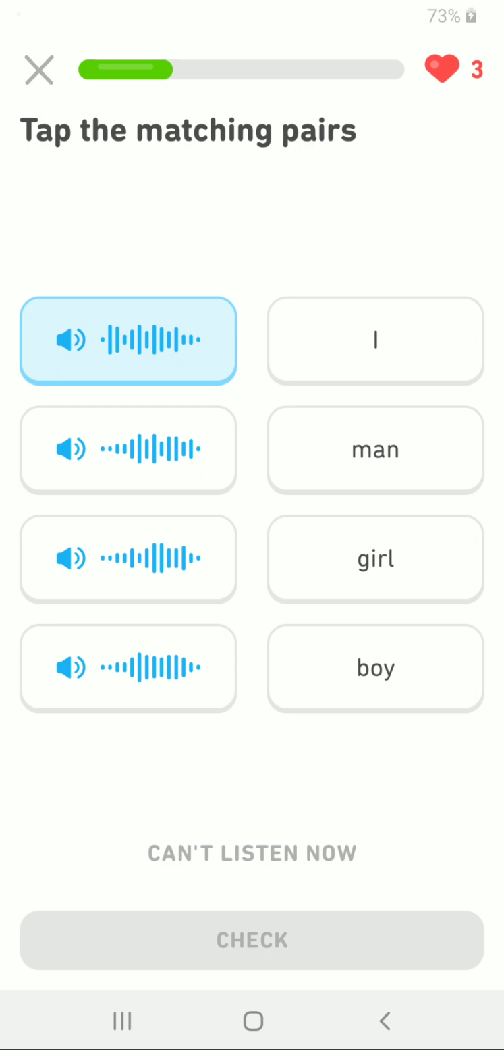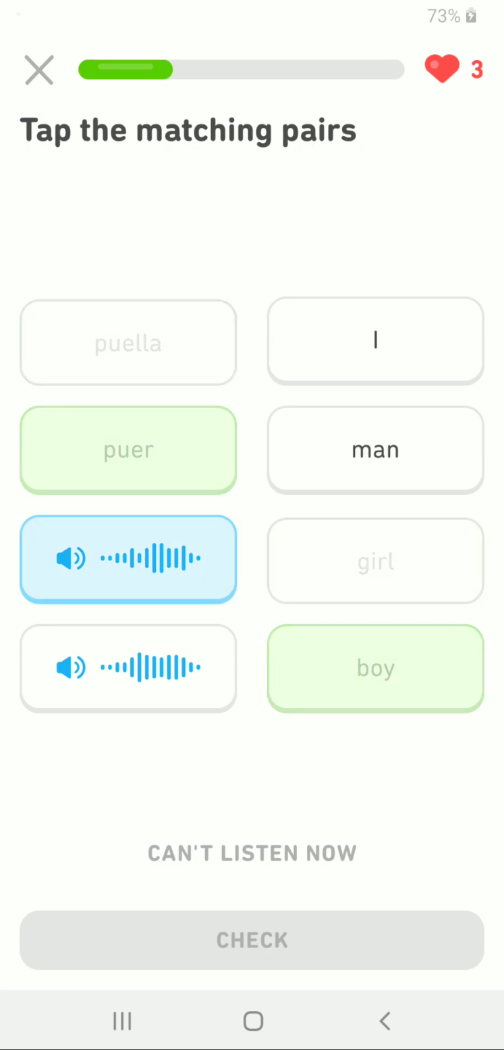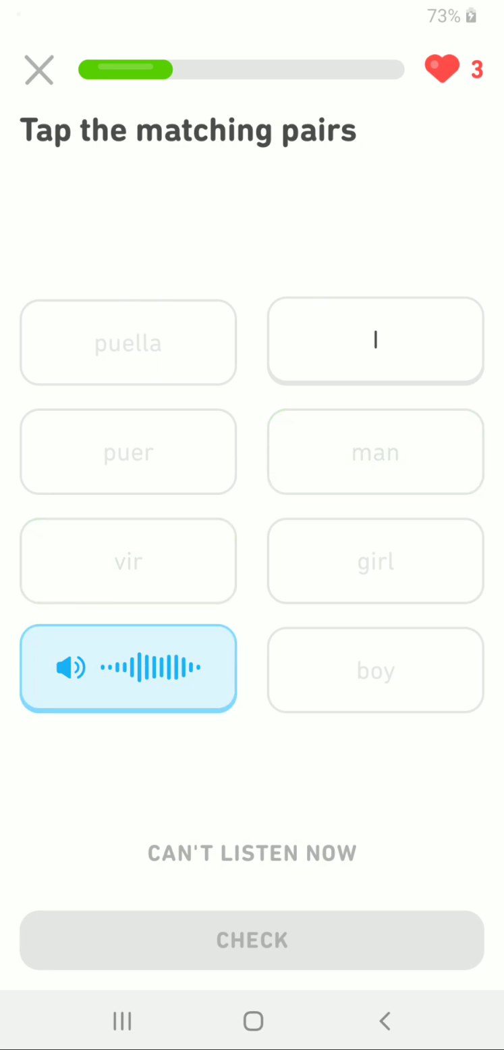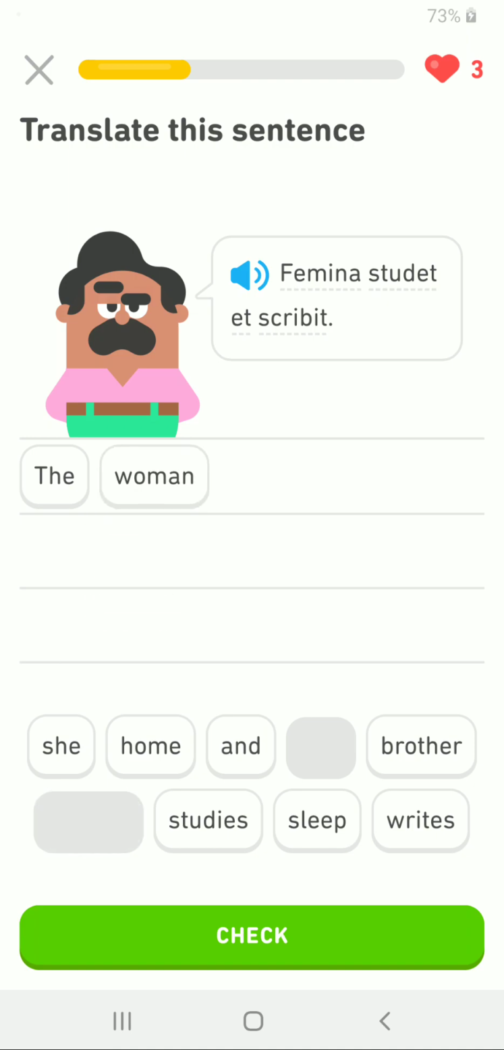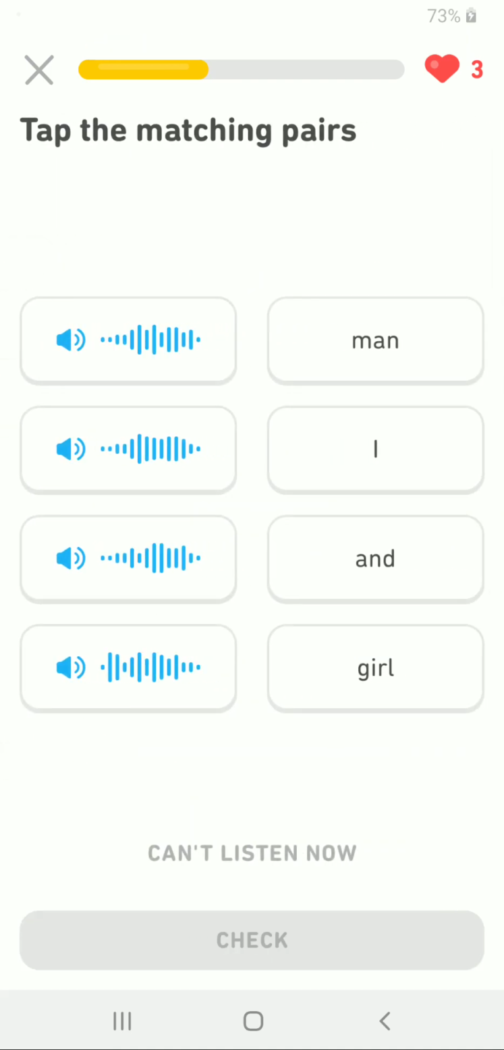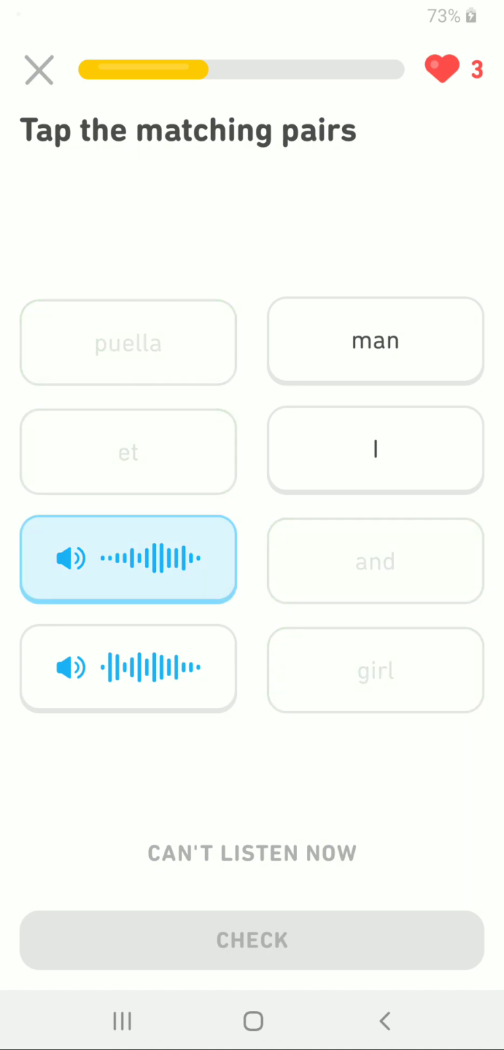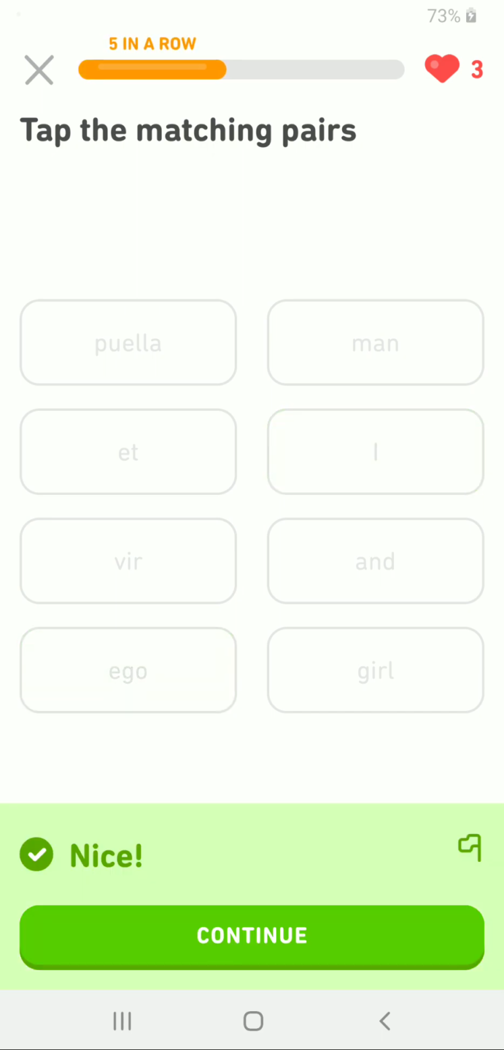Puella, puer, vir, ego. Very easy. Femina studet et scribit. So the woman studies, so studet, and scribit, right. Puella, et, vir, ego. Yeah, just a reminder.